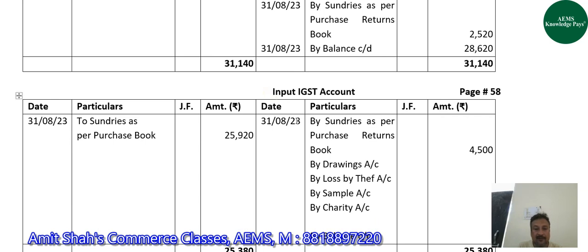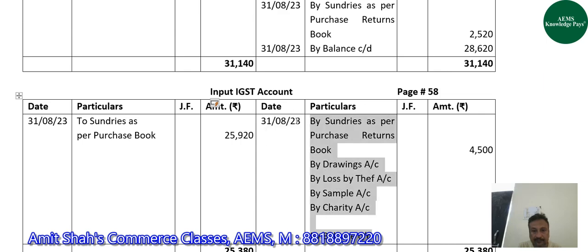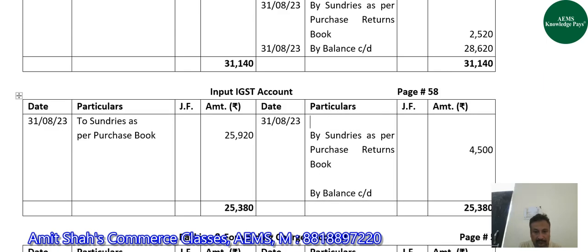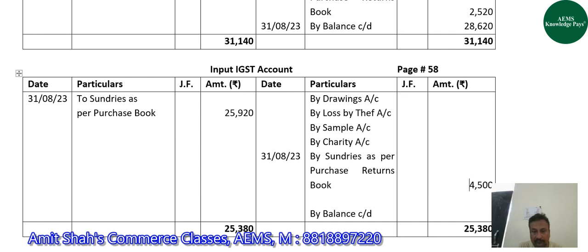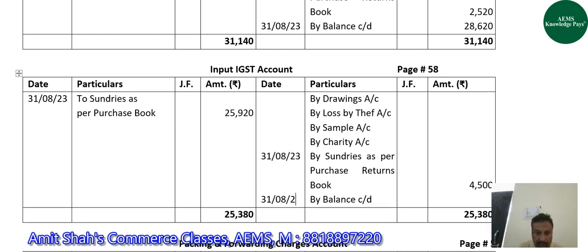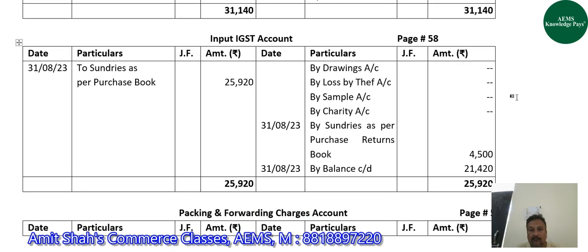Now input IGST account. So 25,920 is the total of the debit side. 25,920 minus 4,500 is 21,420, the debit balance in input IGST account. Done, guys, all this also.